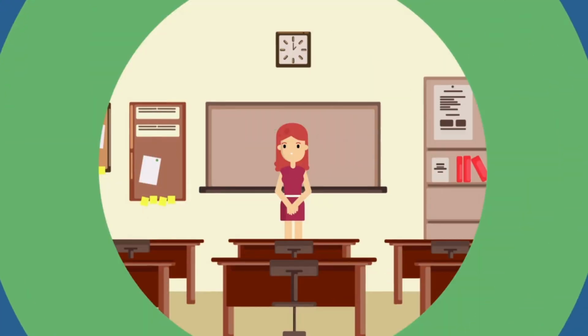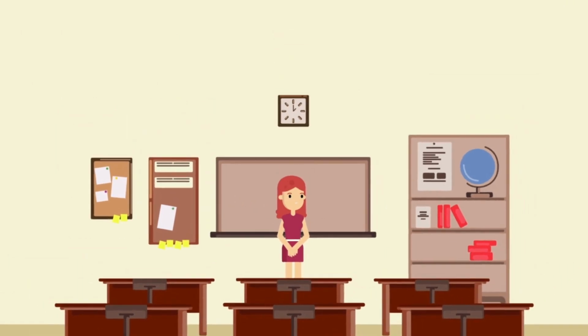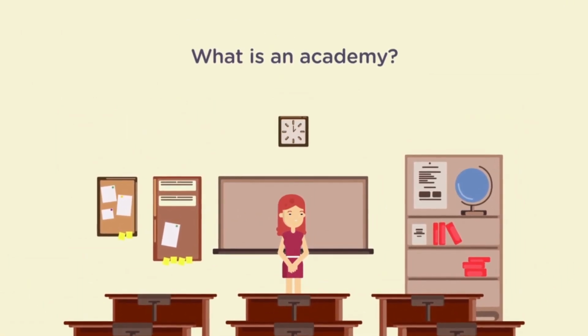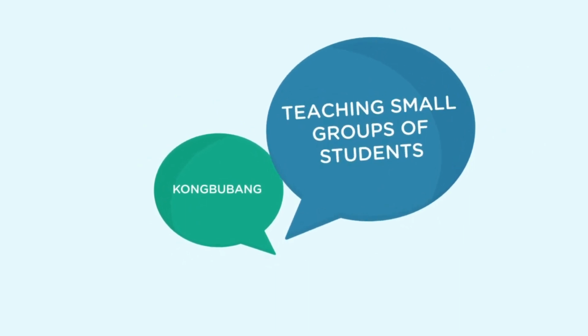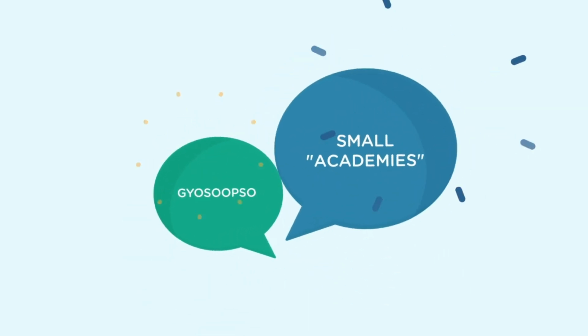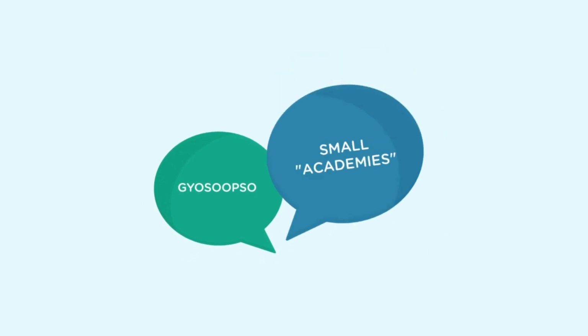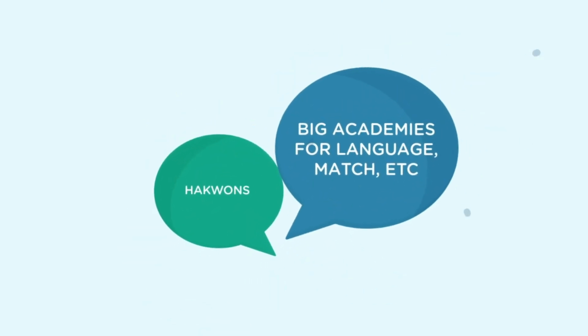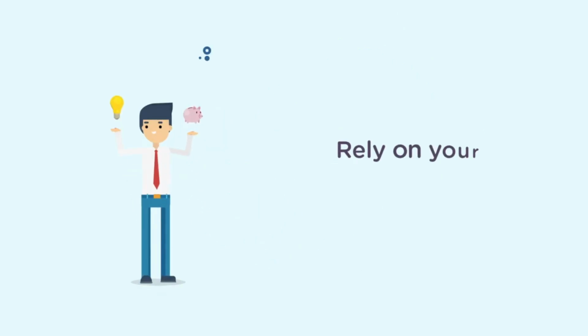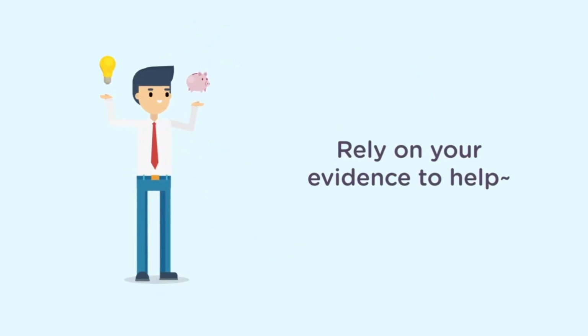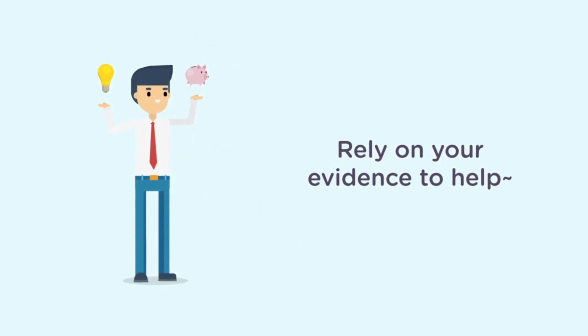The word academy is also important to define. What is an academy? In Korea, there are study rooms or kongbubangs. There are larger businesses, such as gyosupsos. Then the big academies are language, math, and science academies. Limiting the number of academies depends on which academies you want to limit.